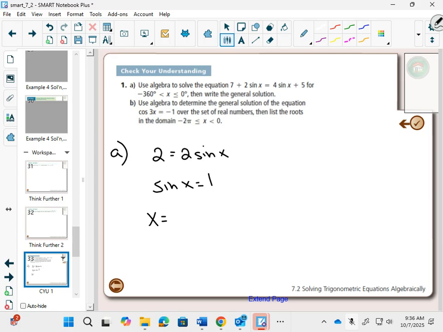When is sine x equal to 1? Someone just say an answer. When is sine x equal to 1? Is your y coordinate at? Pi over 2. Pi over 2. Perfect. I wanted someone to do that, okay? Because I want to point out something right now.